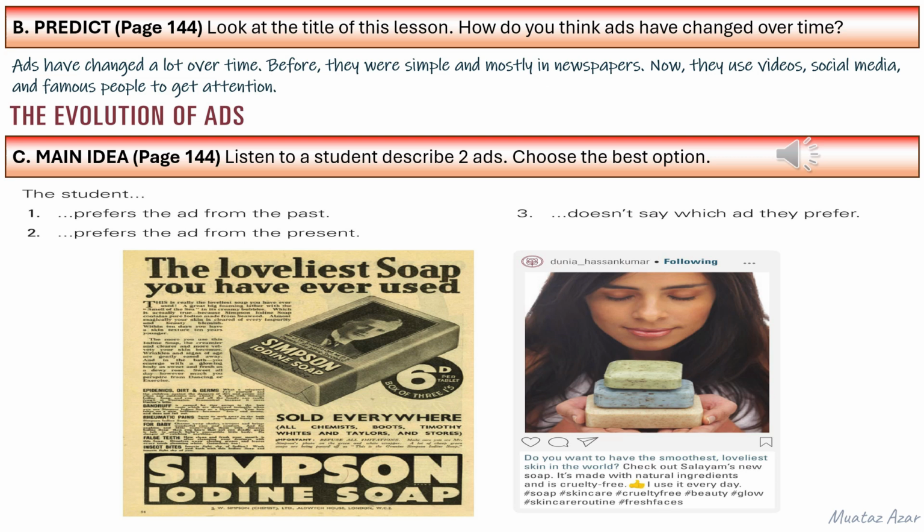The picture of the bar of soap takes up less than a quarter of the page, and it shows a well-dressed man looking serious. This is in contrast to the photo in the social media ad, which, as you can see, takes up most of the space. The photo shows a young woman holding 3 bars of soap and looking very calm and happy.